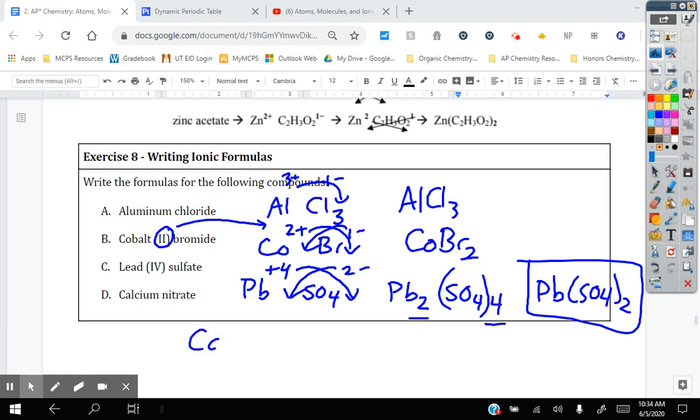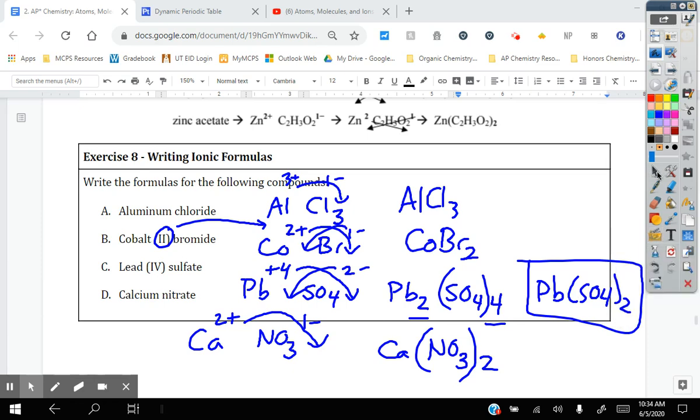Similar idea, we're going to try one with calcium nitrate, 2+ charge, NO3, and that has a 1- charge. The 2 needs to come down on the outside, and we get calcium, NO3. Again, we don't change the 3, but we did add a 2. It's not 32 oxygens, so make sure you throw in your parentheses. And that's really all there is to formula writing.